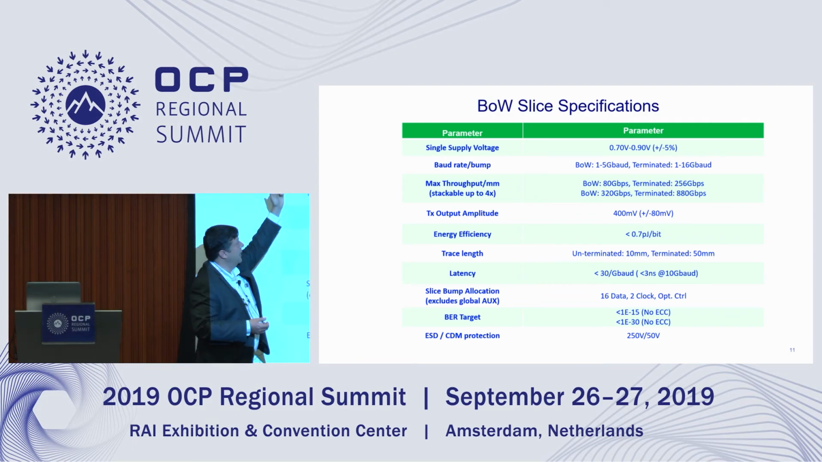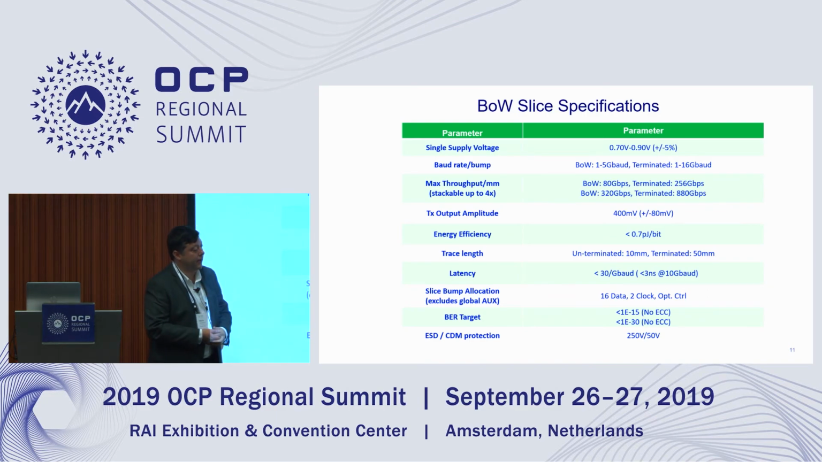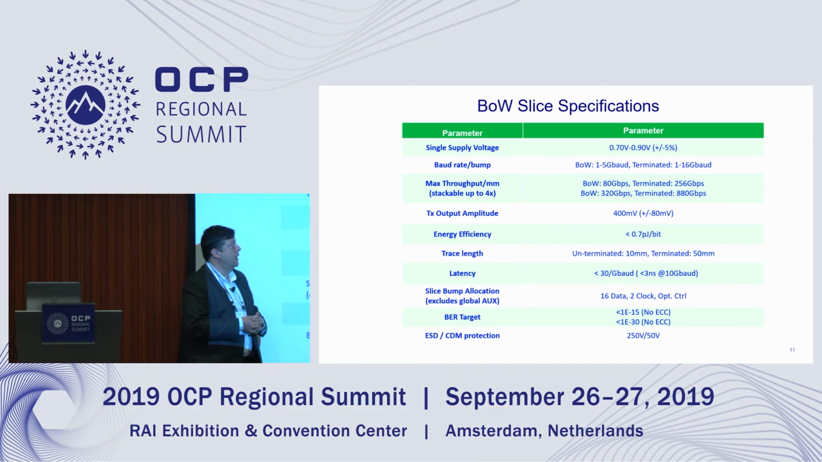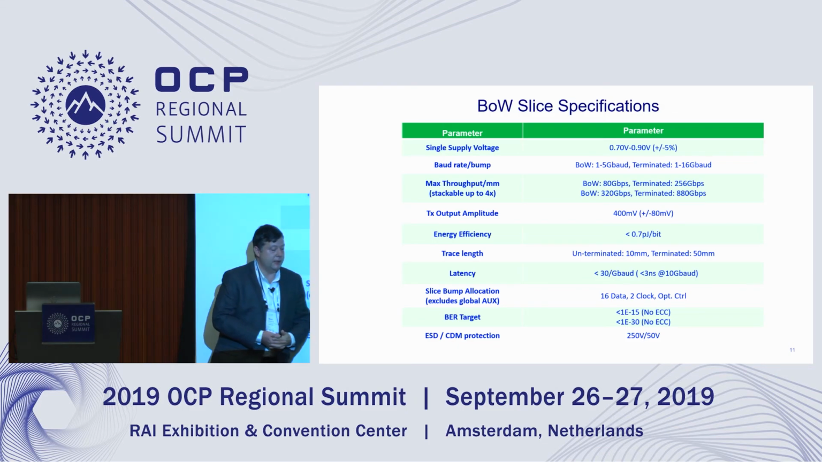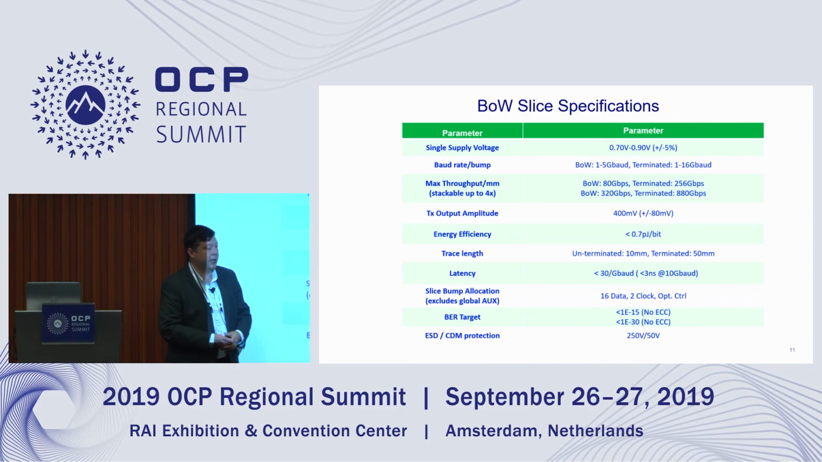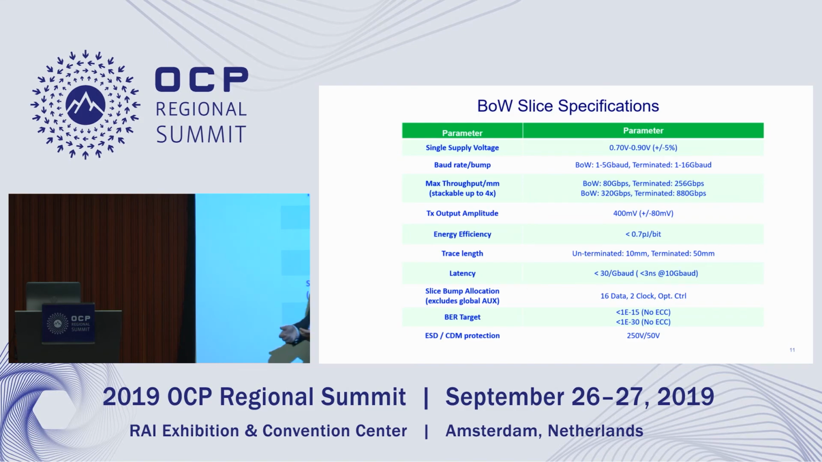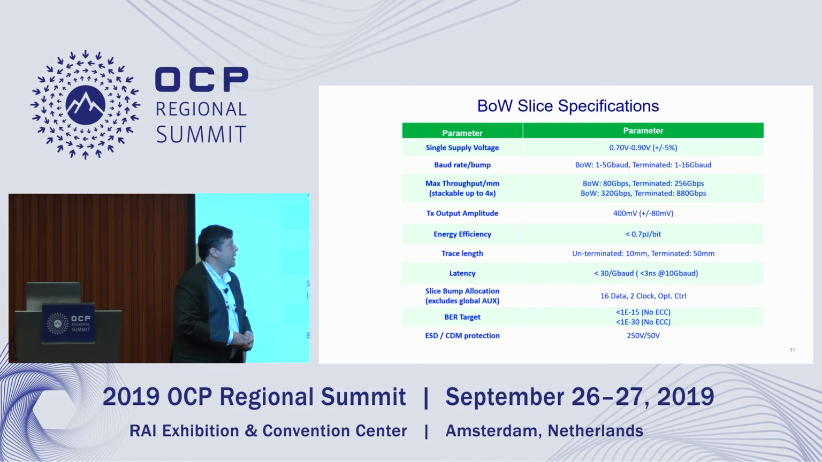In terms of data rates, 1 to 5 gigabaud for the basic implementation with relatively short trace lengths, up to 8 for the super short reach mode, terminated up to 16. That gives us a 16-bit slice with the capability of moving 80 gigabits per second or up to 256 gigabits per second terminated. And then we can stack those interfaces multiple deep so that we can achieve some pretty significant throughput. 4 rows of the terminated mode would get us close to 1 terabit per second, 800 gigabits per second per millimeter of beachfront, which is pretty significant.